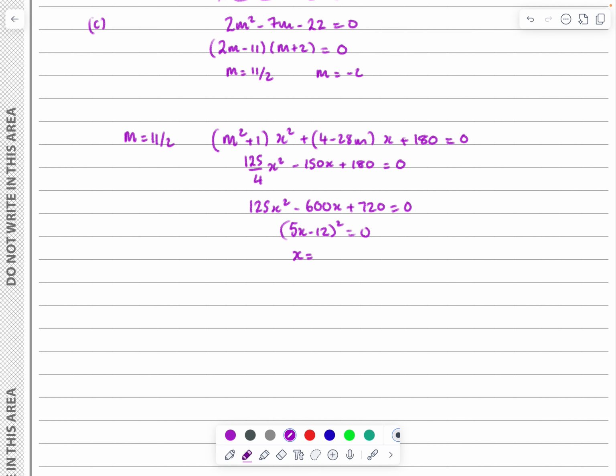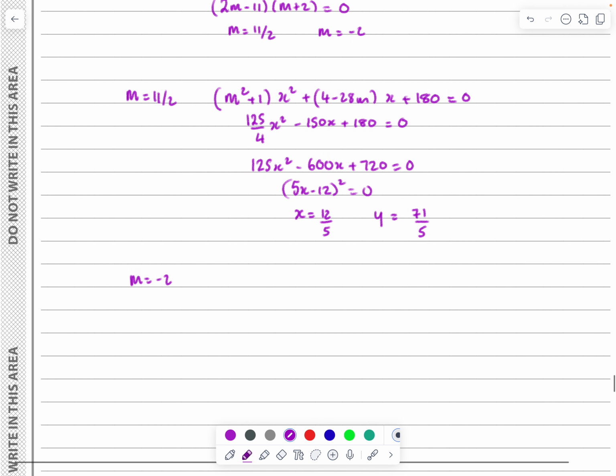So we get x equals 12 over 5. And if I get x equals 12 over 5 and put that back into y, we get that y works out to be 71 over 5. And a lot of work here because that's only for the m equals 11 over 2. What about if m equals minus 2? Well, I'm going to put it into the same equation again.